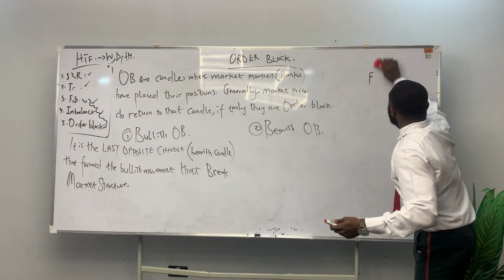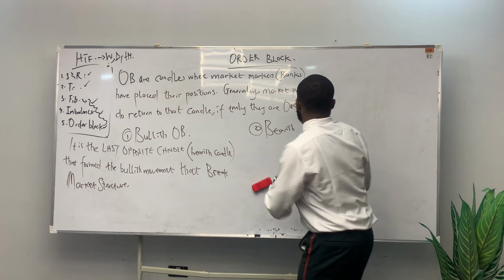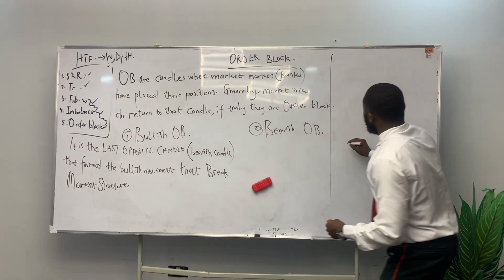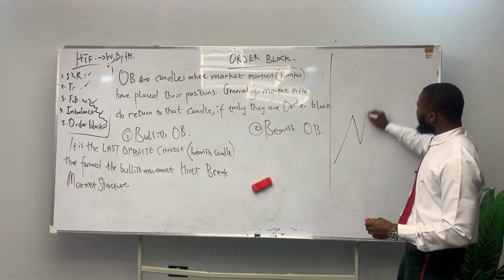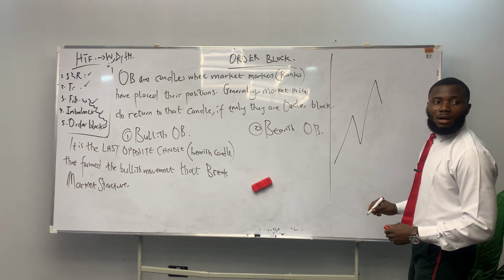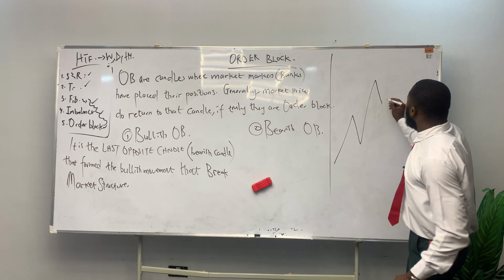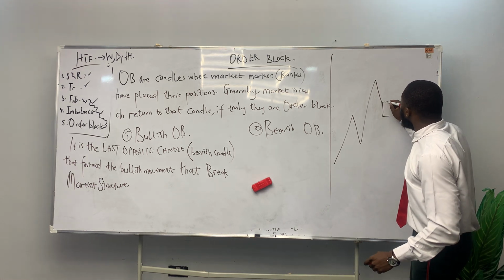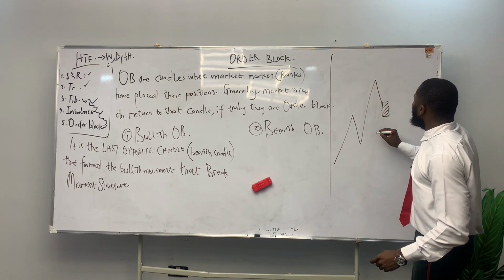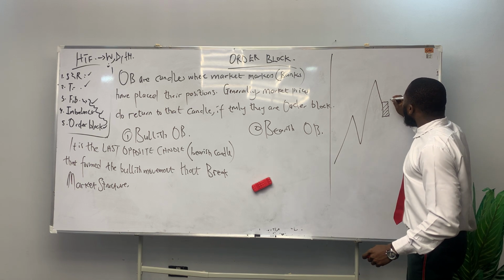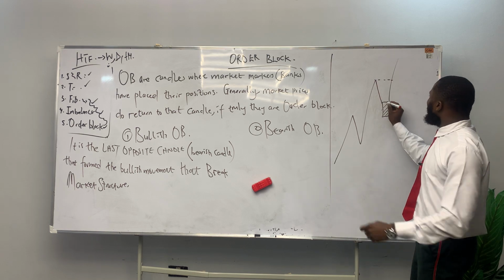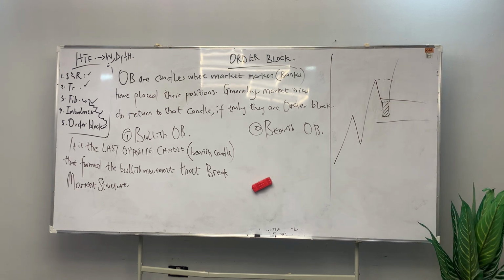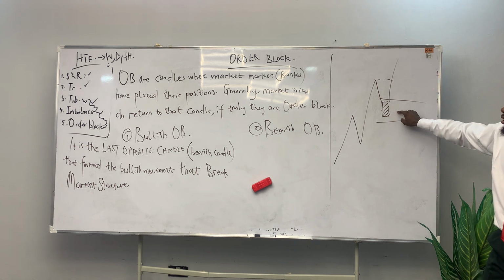Let me just give you a view here to get a picture. Look now. The last dark candle, let me use red here, which is red now, that formed before the market broke this structure, broke this place, is the OB. So the last dark candle, which is what?